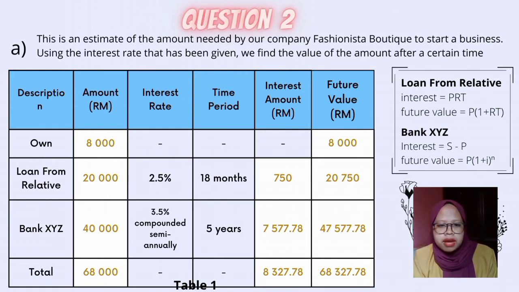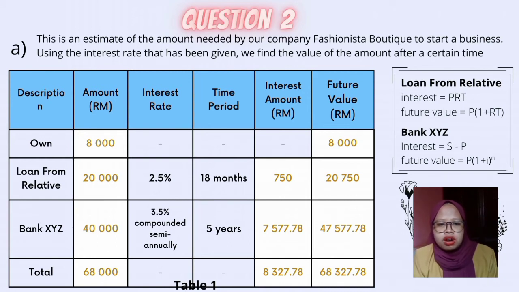Then, the description for Bank XYZ. The amount of Bank XYZ is RM40,000. The interest rate is 3.5% compounded semi-annually. The time period is 5 years. The interest amount is 7,577.78 and the face value of Bank XYZ is RM47,577.78.